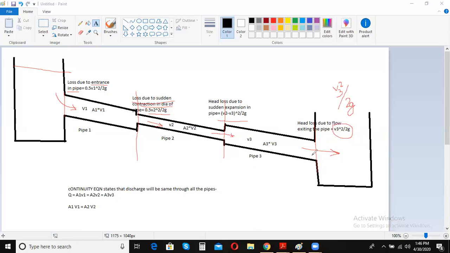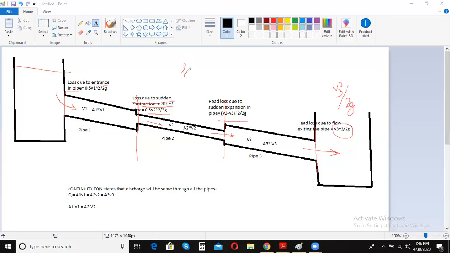Energy loss due to friction is nothing but the major energy losses. Now we have 3 pipes with 3 types of coefficient of friction. Hence, there will be a major energy loss in this pipe, another major energy loss in this pipe, and a third type of major energy loss in this pipe. And what is the formula?